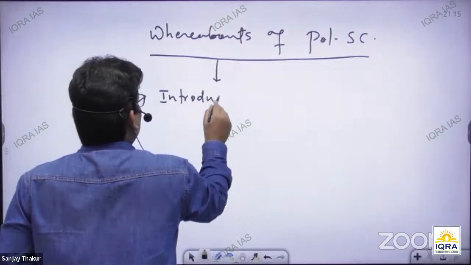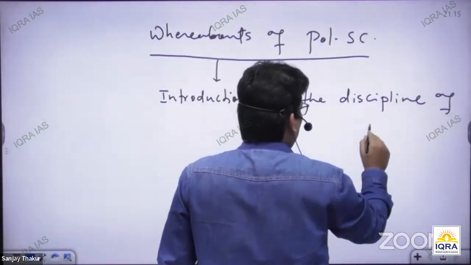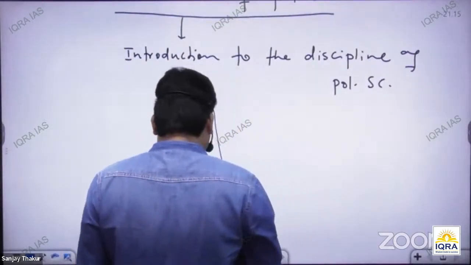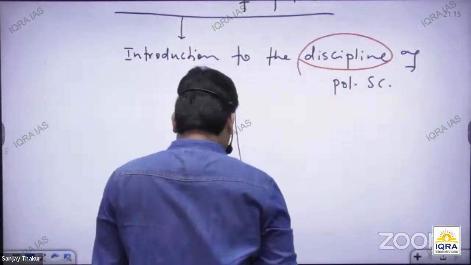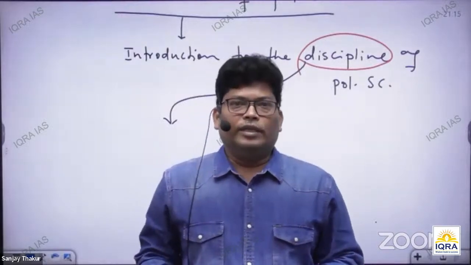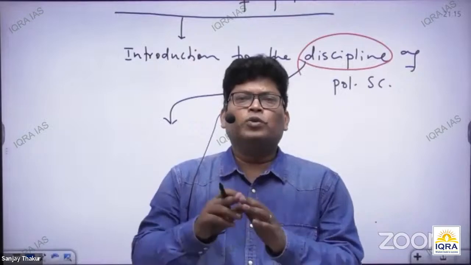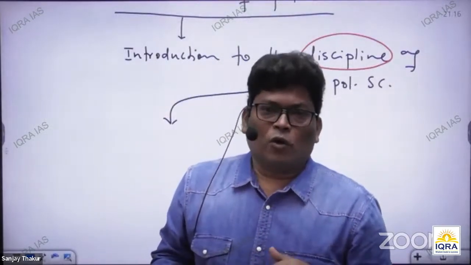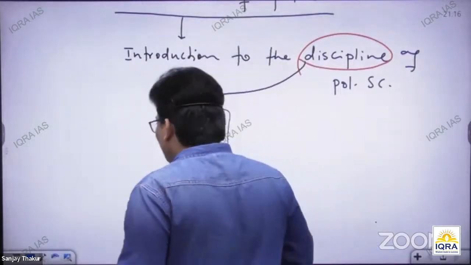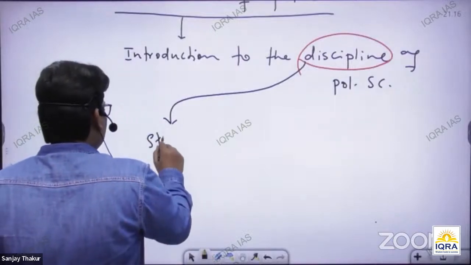introduction to the discipline of political science, or the discipline like political science. Now the question is, what is meant by discipline? Look, suppose somebody is telling you that please stay disciplined, please remain in discipline, what does it mean? It simply means that you are supposed to remain within your limit. Means if somebody is not crossing his limit, he is within the purview of discipline, he is in discipline.